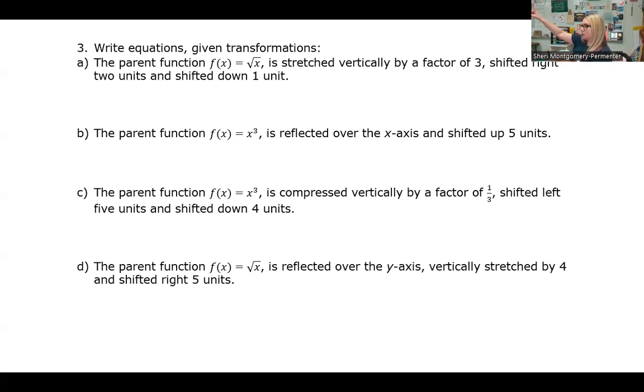There might be a stretch or reflect. There might be a left or a right, and there might be an up or a down. Okay, so when we set them up, you first look at what type of equation is it.